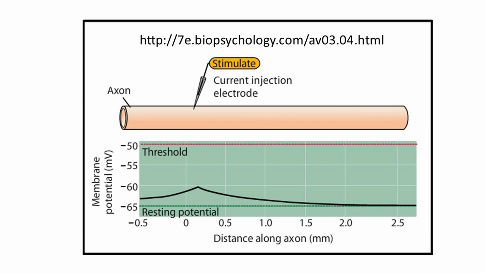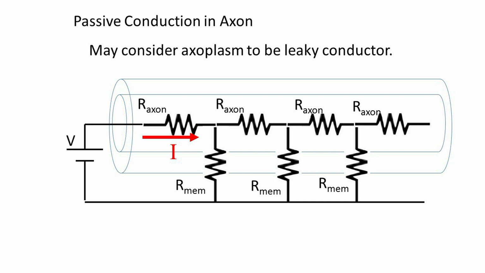For a great introduction to the concepts used here, explore the highly educational animations found at 7e.biopsychology.com. If a stimulus voltage signal is initiated in the axon at a level below the -50 millivolt threshold to activate an action potential, the passive signal that propagates along the axon dissipates in only a few millimeters from the point of initiation. A reasonable model of the axon is a relatively high resistance cylindrical membrane filled with a conducting axoplasm fluid and conducting extracellular fluid.